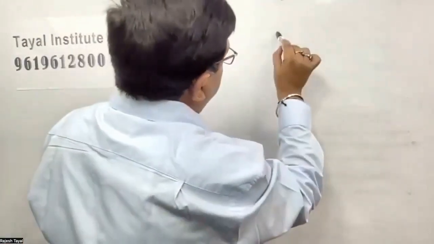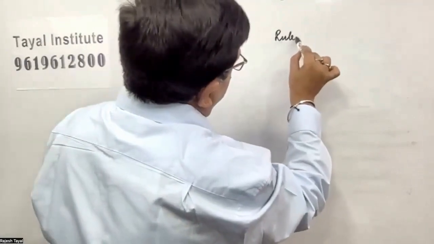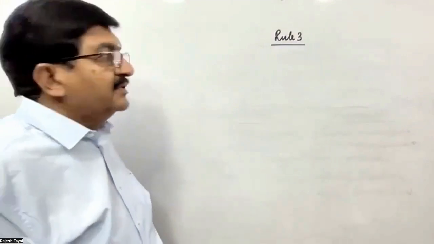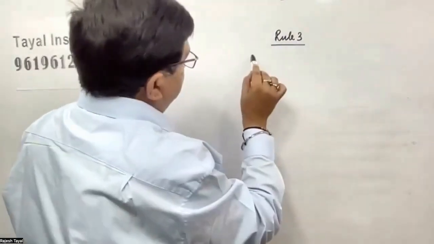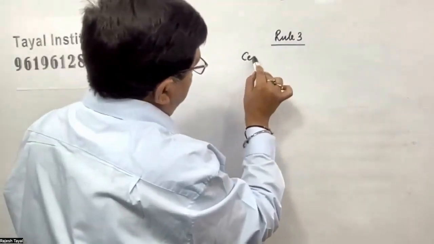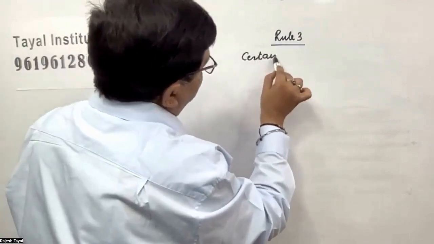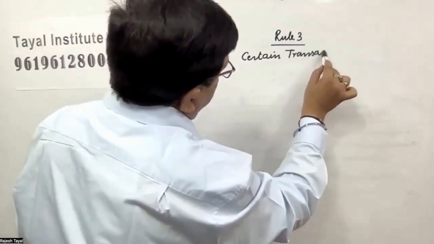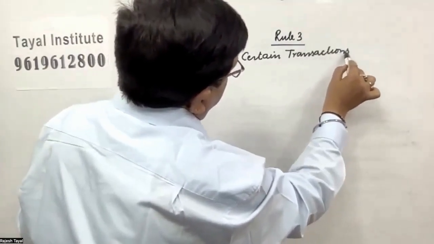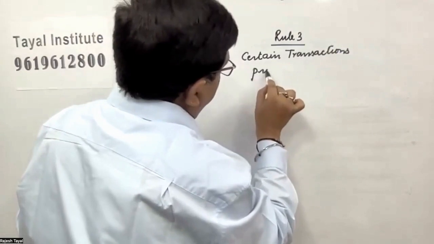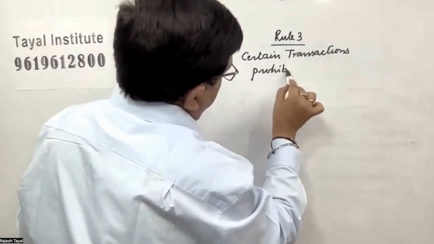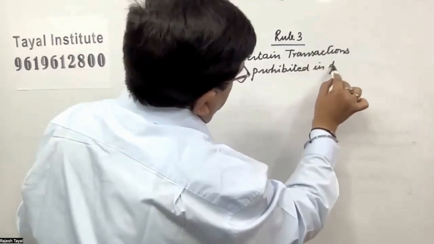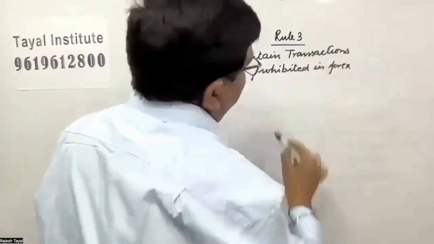Rule number 3. This is talking about certain transactions prohibited in Forex.